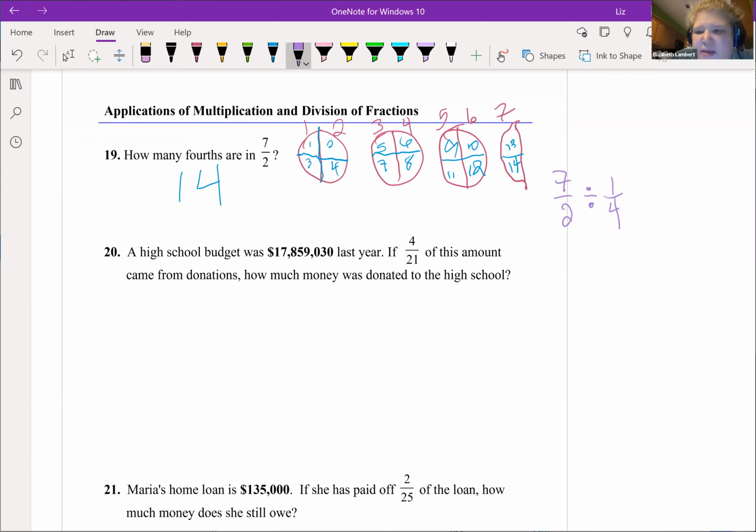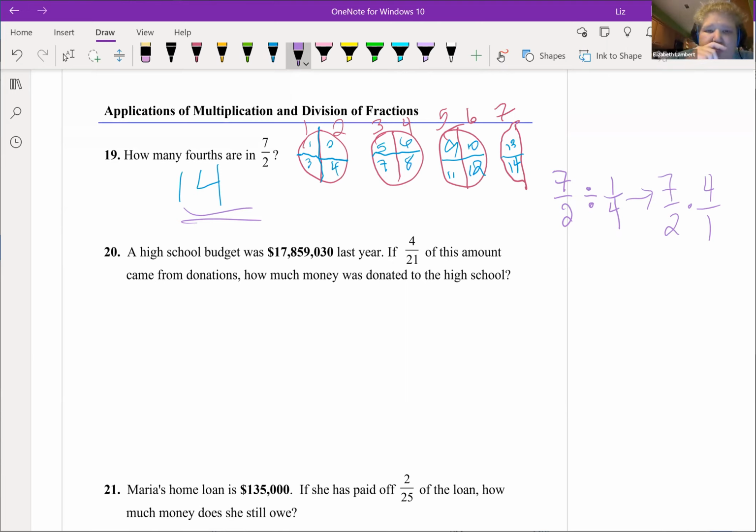Because you want the question to be something you can kind of gut answer and then use that answer to figure out how to translate the question, the statement. All right, so if we keep change flip, this becomes 7 halves times 4/1. 2 goes into 4 2 times. 7 times 2 is our 14. So we did it visually and we did the number crunching.